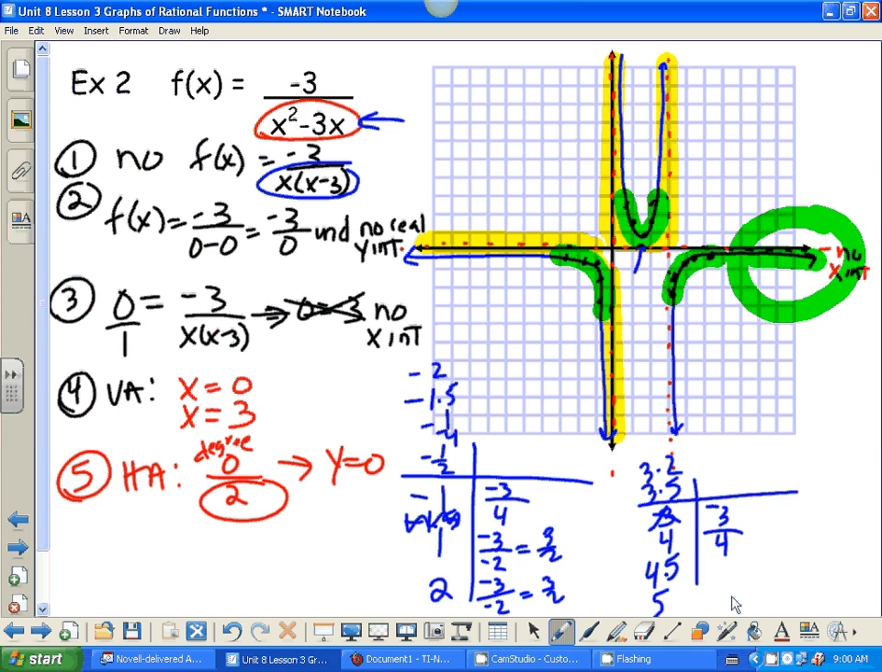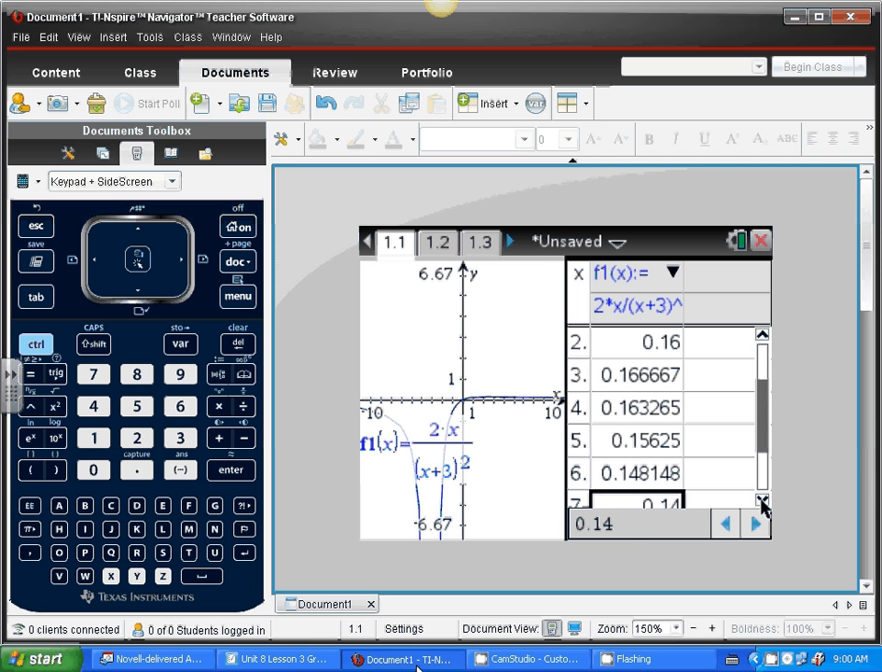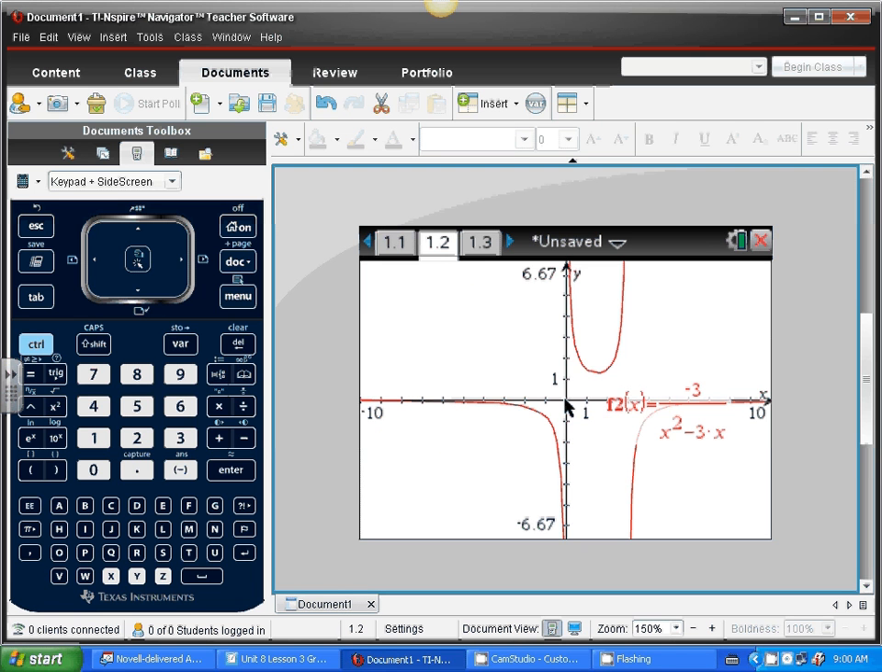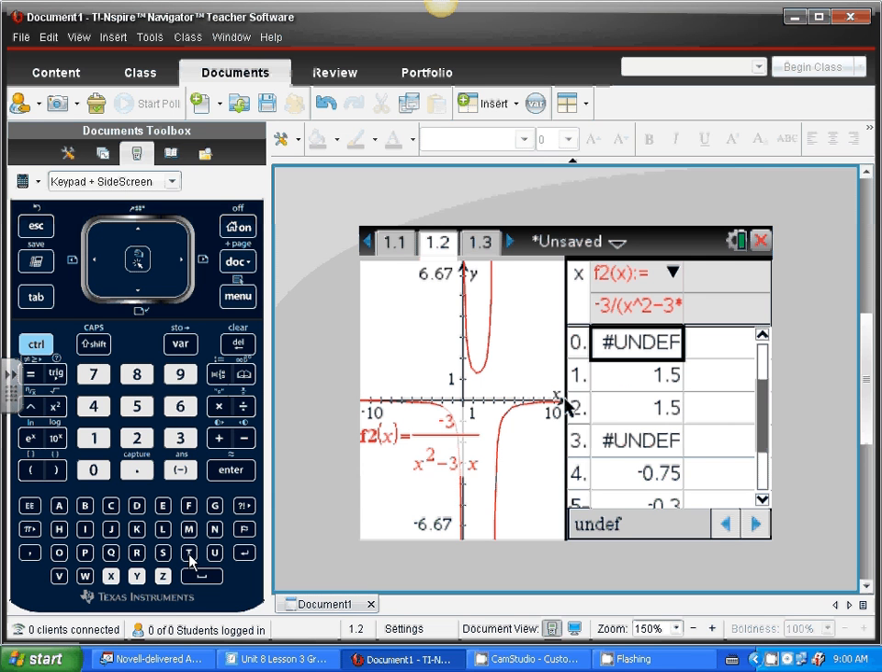All right. There are more. I could do example after example after example because rational functions, they're all different. So please make sure you go to page 346 and 347 in your text and look for more examples. And for those of you that want to see on that last problem a more accurate graph, this is an example of the graph. And if I make a T-chart for you, notice how you can see the different values.